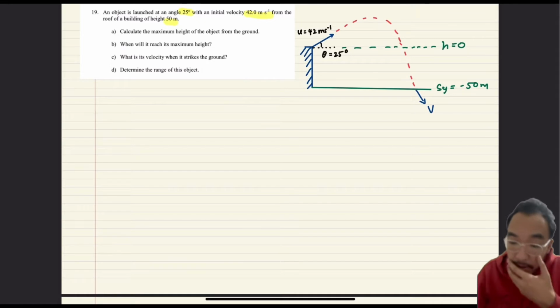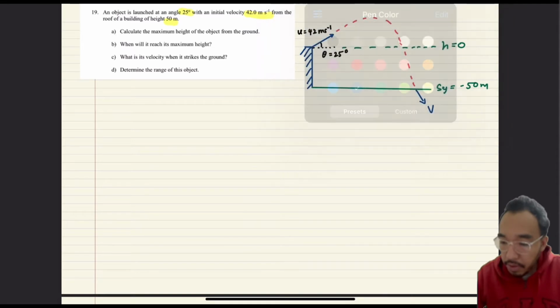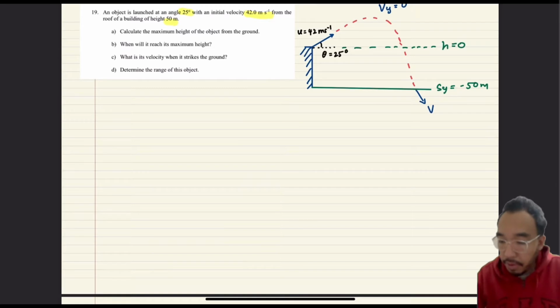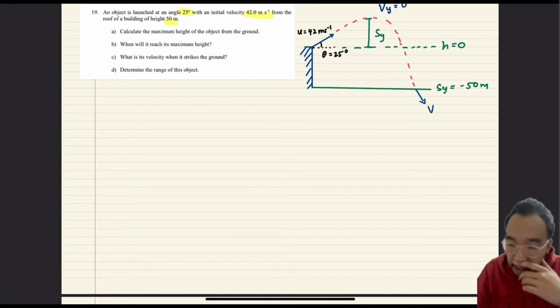Calculate the maximum height of the object from the ground. Okay, so basically if you use Vy equals to 0, you will get Sy at the maximum height. So that Sy actually corresponds to a distance from the height equal to 0. So you will expect to get a positive something here. So that represents this height. So if you want to find from the ground, you have to add that one with the 50 meter. Okay, A, I'm gonna do that one straight away.